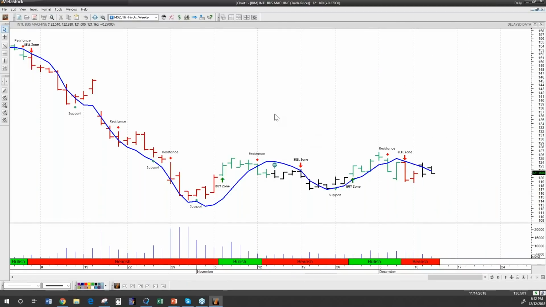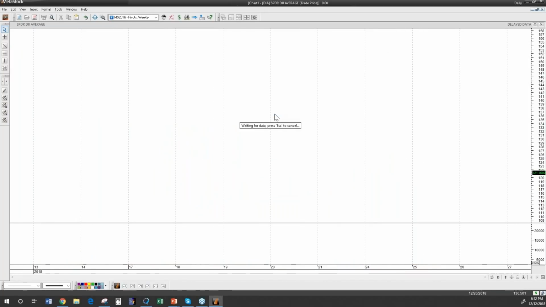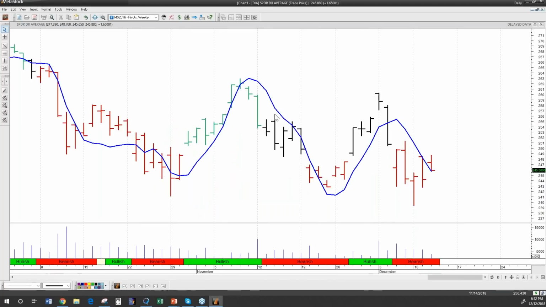What I want to do is look at a very similar chart to Ann-Marie's and walk through exactly what's included in this particular add-on and how it works. I just pulled up a chart of the Dow Industrial Average. One of the things you'll notice initially is that bearish and bullish ribbon that's back on the chart right here.